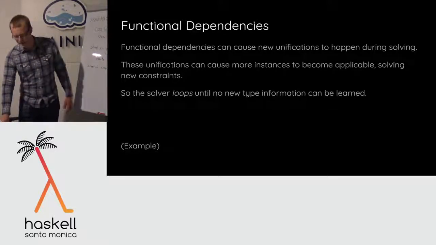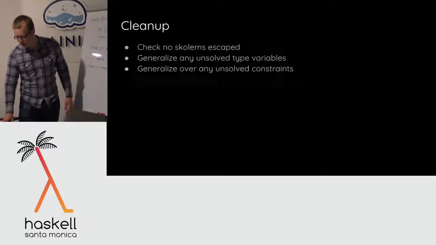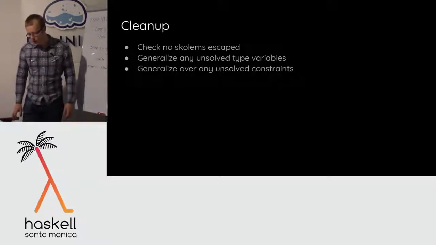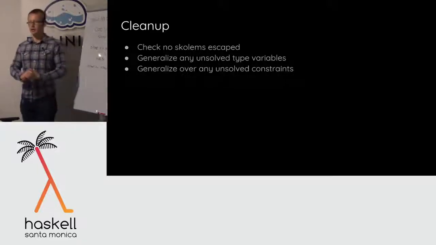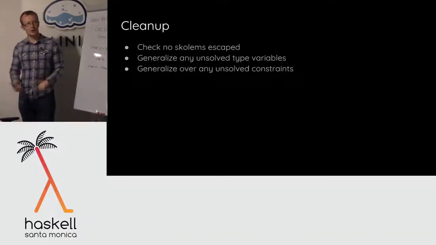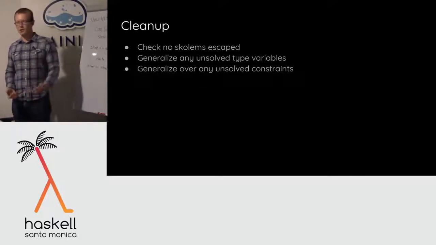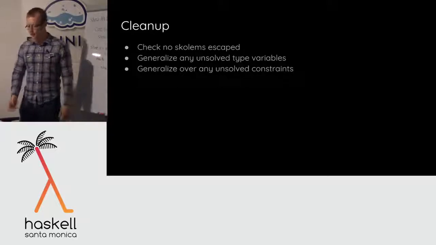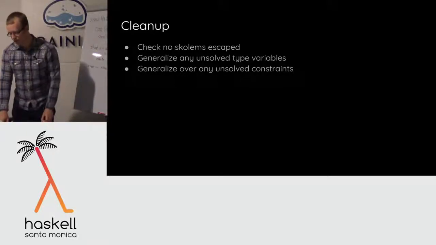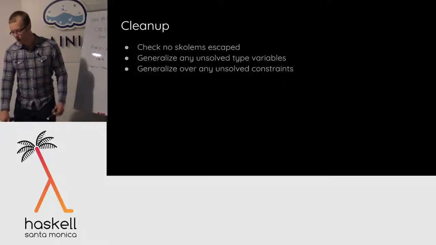I was going to go through an example, but it's not particularly interesting. Okay, so I already talked about the cleanup step a little bit. The column escape check I already mentioned, and then generalization as well. So, introducing the for alls that we need for any type variables we couldn't solve, and then if there's any constraints we couldn't solve and we didn't have a type signature, we can add the unsolved constraints as constraints on our inferred type. Any questions on that? Nope.